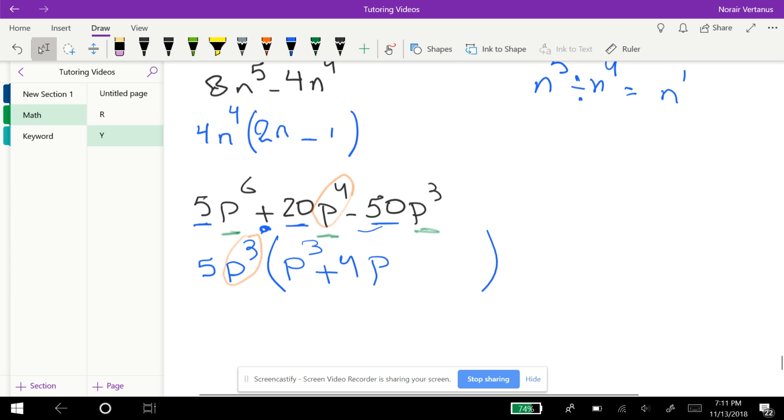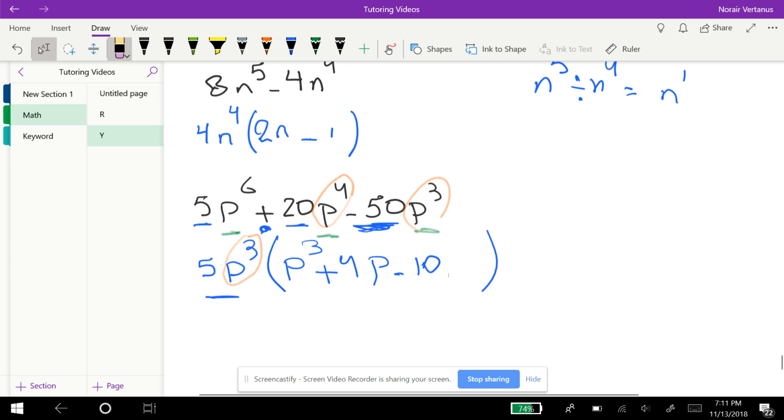And then negative 50 divided by 5 is negative 10. And then p to the 3rd divided by p to the 3rd is just 1, so that's times 1, which is not going to have any effect. So I'm not going to write it because 1 times 10 is 10. And we're done with this one also. So that was the hardest.